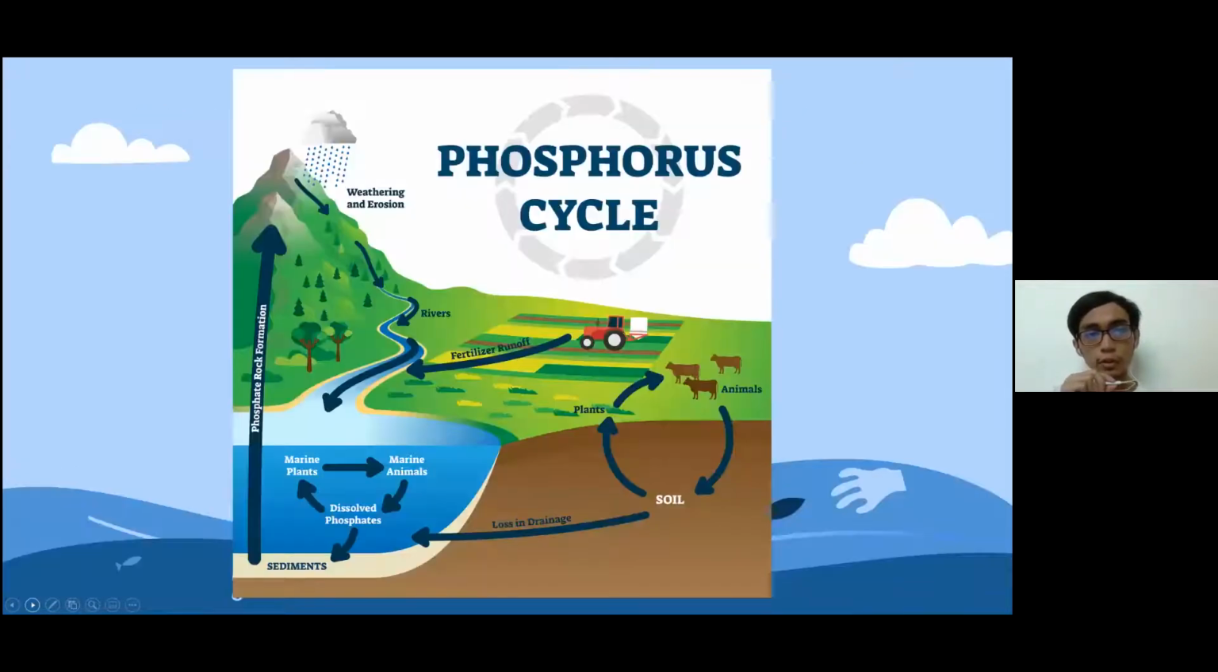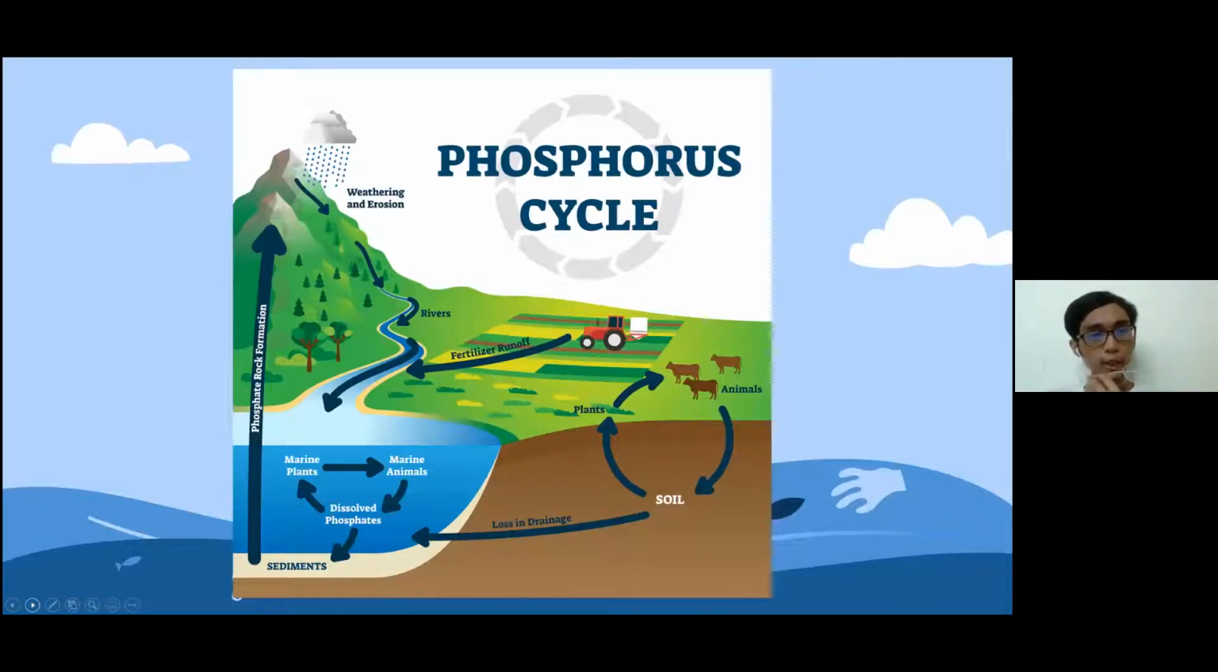First, rain will cause rocks to weather. Phosphate ions and other minerals will get deposited in the soil and water. Plants will assimilate or take up the inorganic phosphates from the soil, after which these plants will be eaten by animals. The animals will then acquire the needed phosphate to create different molecules like DNA.